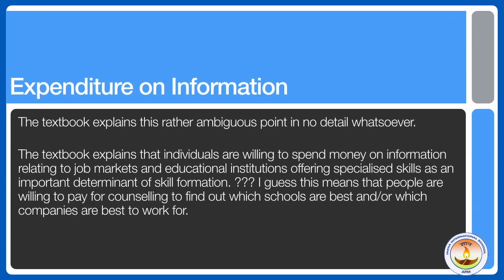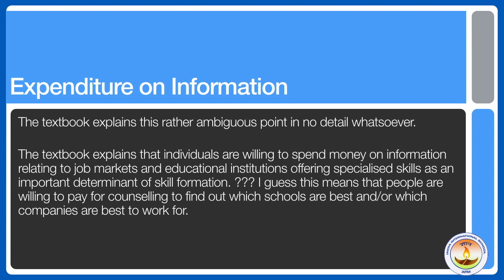And lastly here, it talks about the expenditure on information. Well, this subject here is kind of vague and unclear. The details are ambiguous, but it mentions basically that people are willing to pay for information. They want to find out which is the best company to work for or which is the best school to go to. So they're willing to spend money to research and find that out.